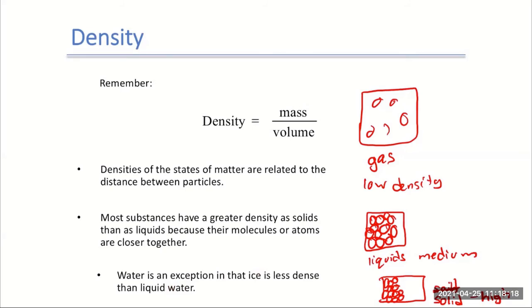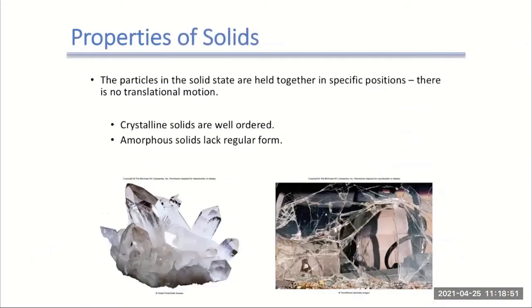And that's because when water freezes, it forms a lattice with really big holes in it. So that's how water ends up being less dense. There's a lot less water molecules per volume there. So now looking at our solids. When we look at the properties of solids, the solid state is usually held together in a very specific location. There's no movement.